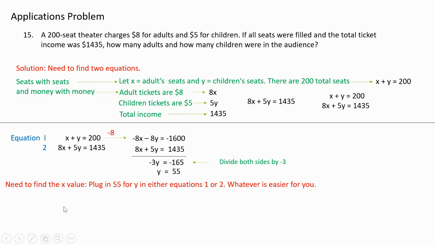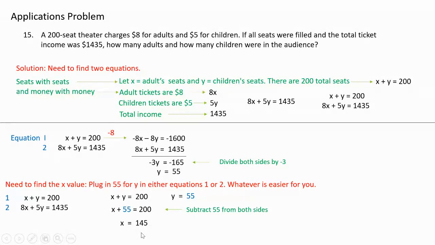Now we go back. We need to find the x value. So I'm going to plug in 55 for y in either equation 1 or 2, whichever is easier for you. So I believe equation 1 is easier because the coefficients are much smaller. So y is 55. So I'm going to plug in 55 for y there. Then we're going to subtract 55 from both sides. So x equals 145, y equals 55, but the x represents adult tickets, and the y represents children's tickets. So there were 145 adults in the theater and 55 children. Okay.